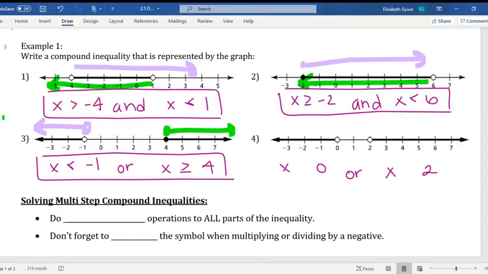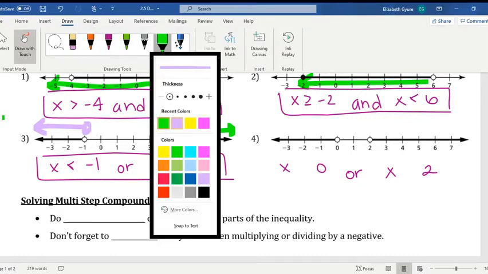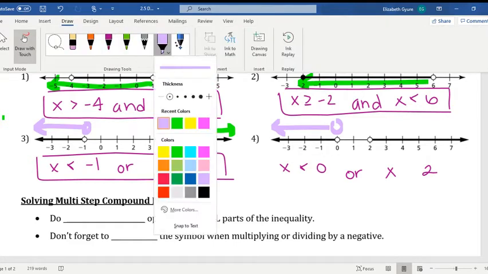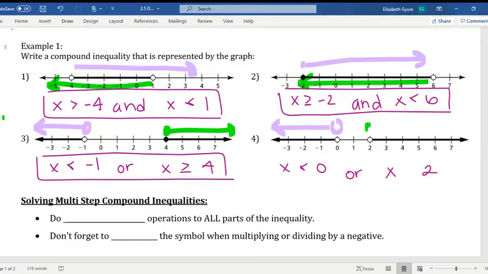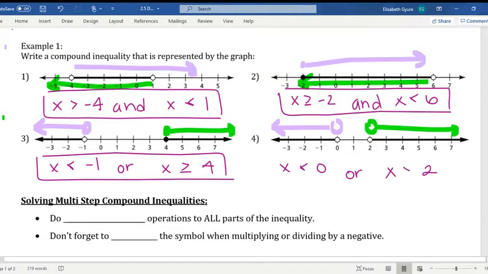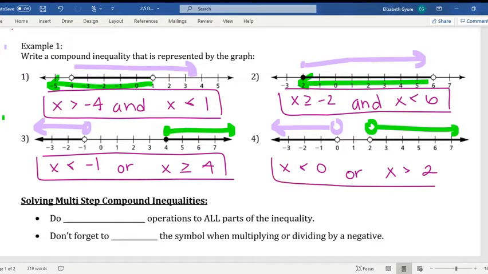So from 0, we have an open circle, and then we go to the left. What symbol would that be? Less than. Good. And then for the 2, we had a close, or no, I'm sorry, that one's also an open circle, but this time we're going to the right. What symbol would that be? Greater than. Good.